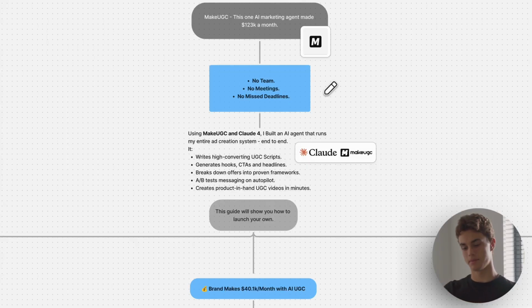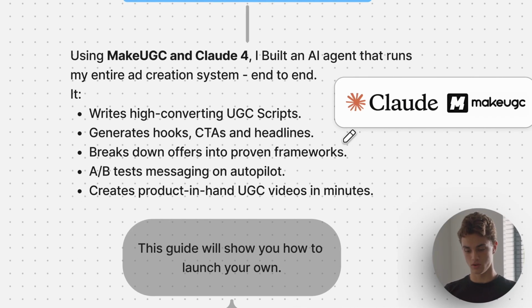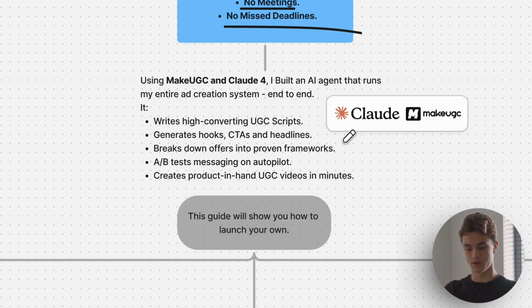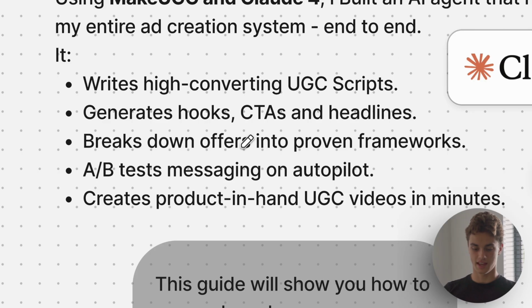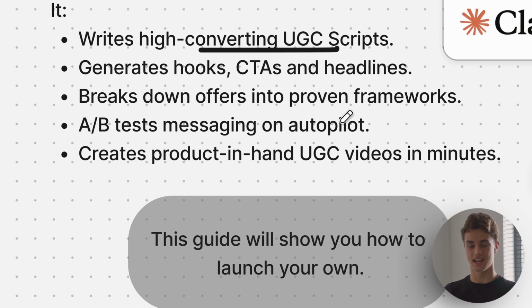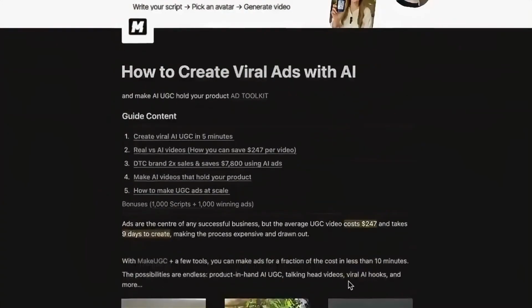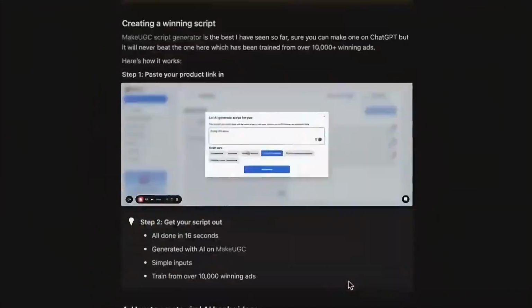The amazing thing about MakeUGC is that it doesn't have any team. It has no meetings, no deadlines that are going to be missed because really it's all AI. So using Claude and MakeUGC, we basically built an AI agent that runs my entire content creation system. They together make high converting UGC scripts, generate hooks, CTAs, headlines, and break down offers into proven frameworks that we all know, with over 10,000 ad creatives tested further on. And I'm going to show you how in just a second.